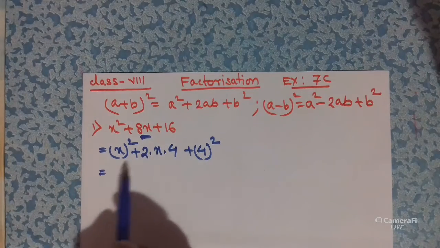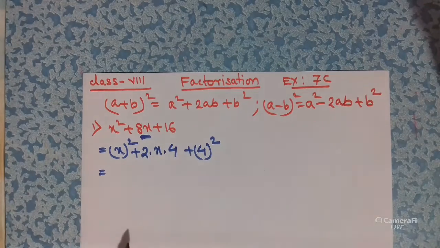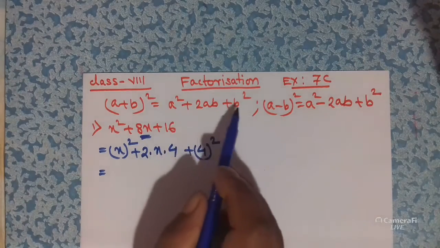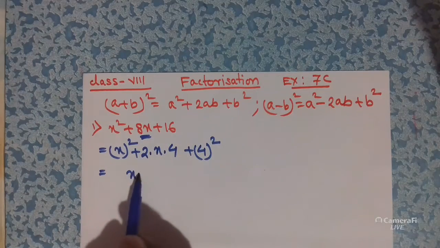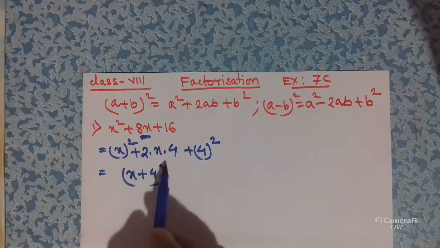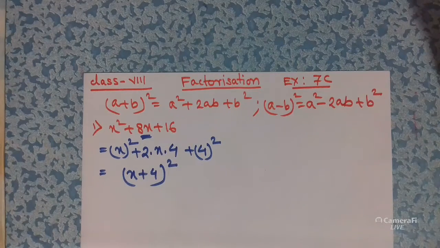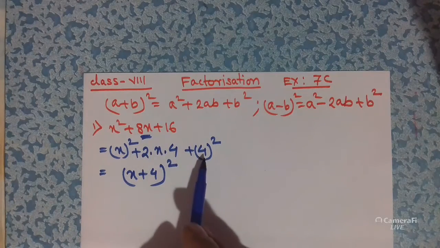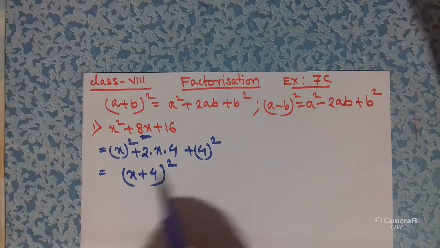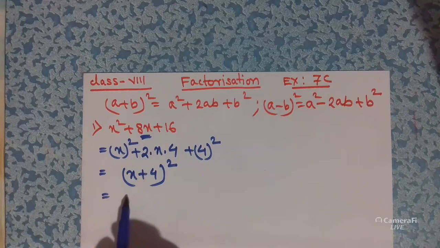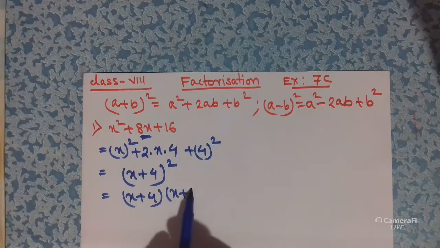So it is in the form of a square plus 2ab plus b square. a square plus 2ab plus b square means a plus b whole square. So here we can write x plus 4 whole square, because a means x and b means 4, so a plus b whole square means x plus 4 whole square, and it can also be written as x plus 4 into x plus 4. So our factorization is complete.